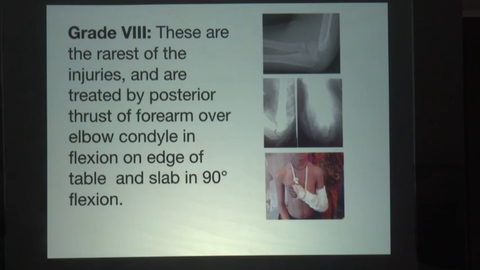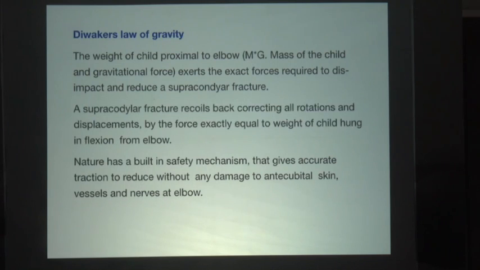And the rarest of the rare, grade 8, is treated by posterior thrust of the forearm over the elbow condyle, flexion over the edge of the table, and slab at 90 degrees flexion.